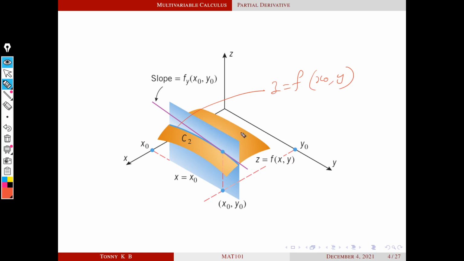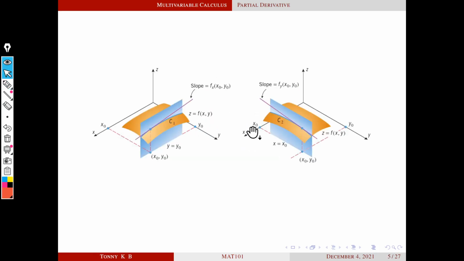Next we differentiate z with respect to y using our normal formula of derivative. That gives the rate of change of z along the y direction, this is the direction of y, right? Along the y direction at x naught, y naught. And geometrically this derivative represents the slope of this tangent, or the rate of change of z along the y direction at this point. So together you can see that one gives the rate of change in the y direction, the other gives the rate of change in the x direction at the same point x naught, y naught.